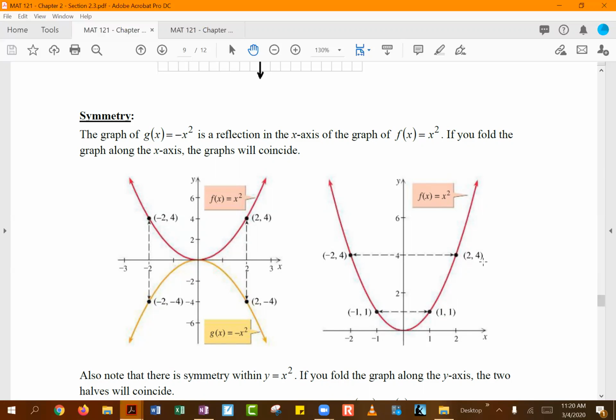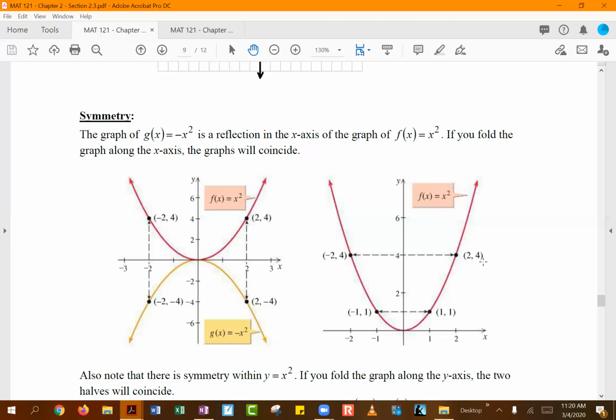But if we do those horizontal translations, right, where we move our graph to the right or left, then your line of symmetry, which is what we call the axis of symmetry, will change. But parabolas will have symmetry.